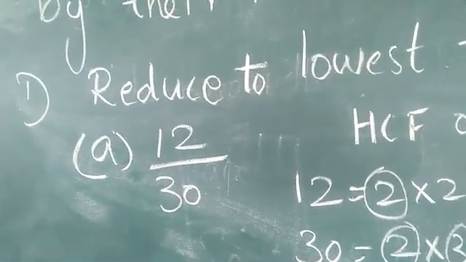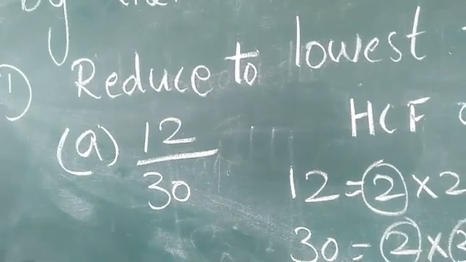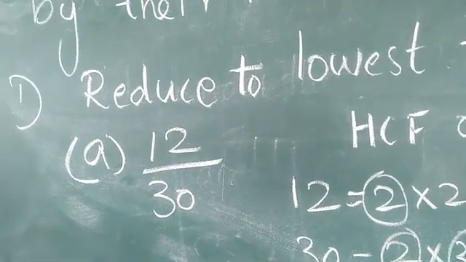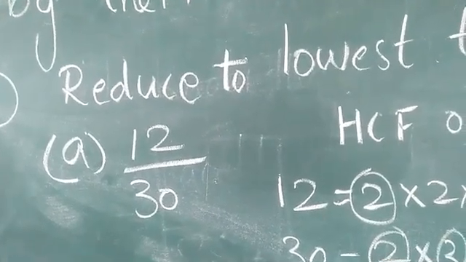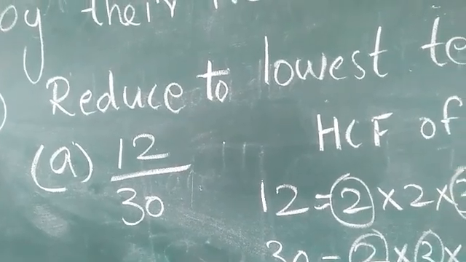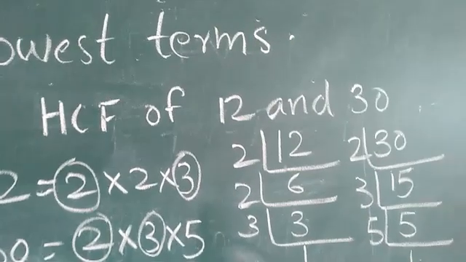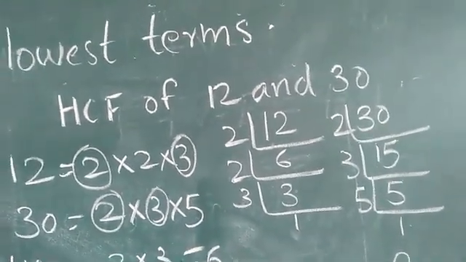So we have to find the HCF of 12 and 30, that is numerator and denominator. Their HCF we have to calculate now. How will we calculate the HCF of 12 and 30? First we will prime factorize these two numbers. Do you remember the method to find HCF? We have done many problems in the 4th standard.